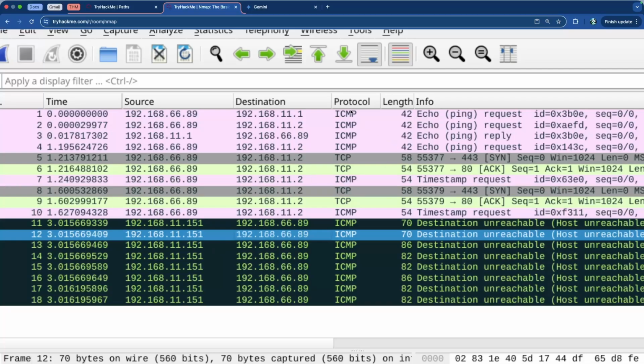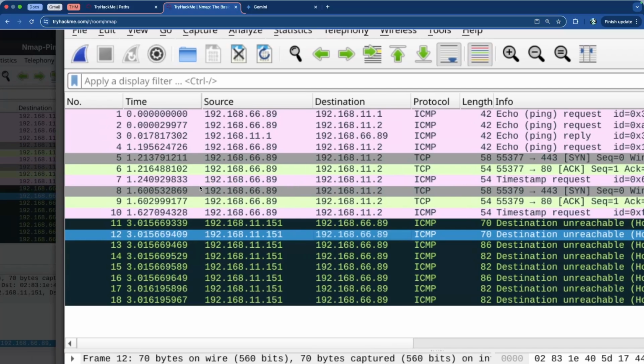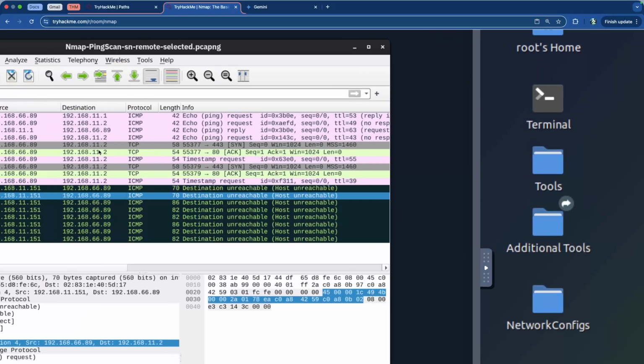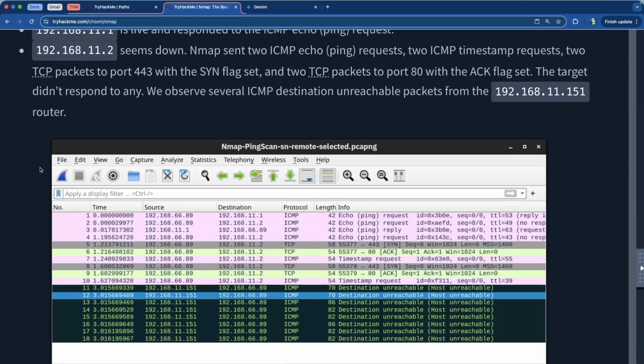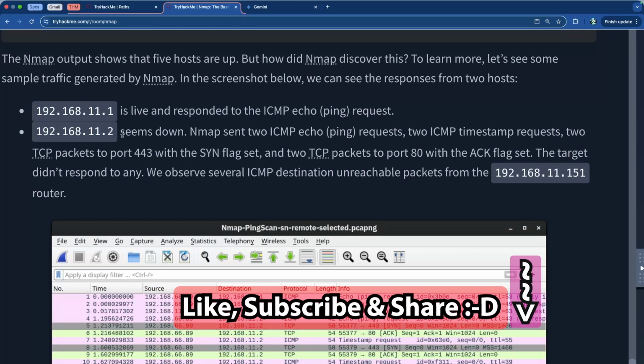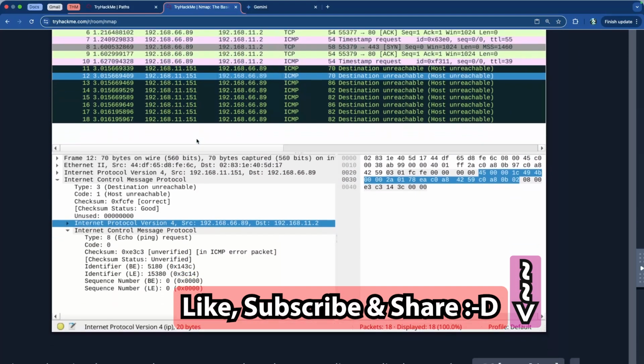Most of them are ICMP requests and replies, and then we have several TCPs, because when you run -sn as the option with Nmap, at the very least it'll try to see if it can find other ways to communicate with the desired IP range to see if it can get us any responses. Now it seems that this one was actually down because it didn't respond to any of the requests that we sent out.